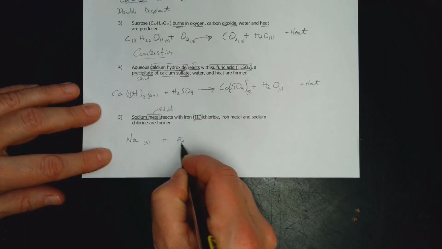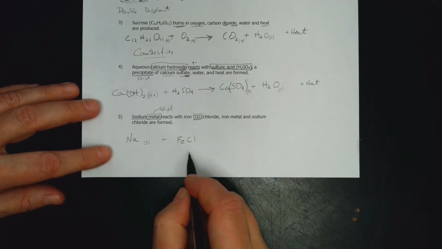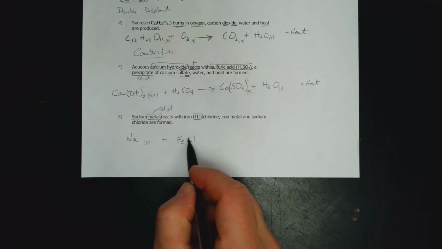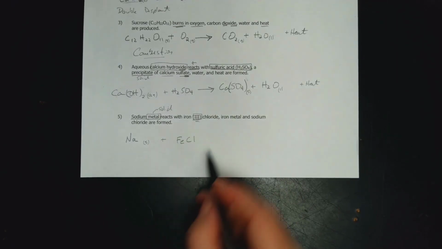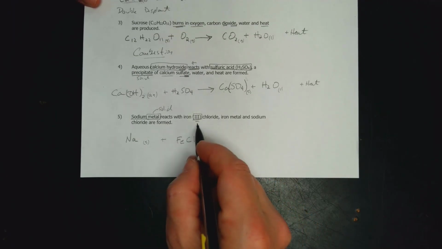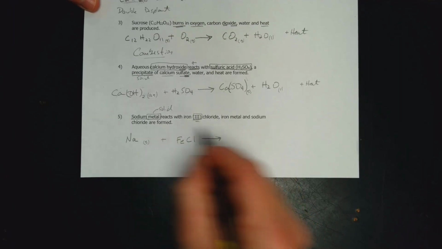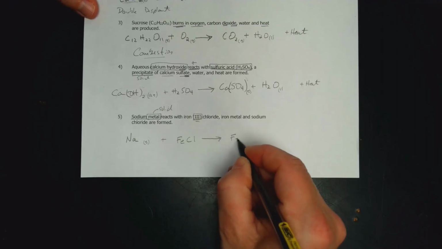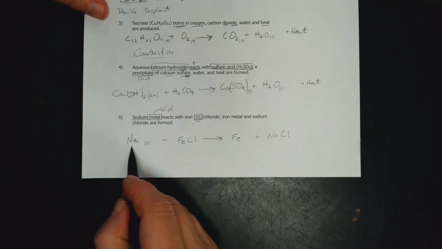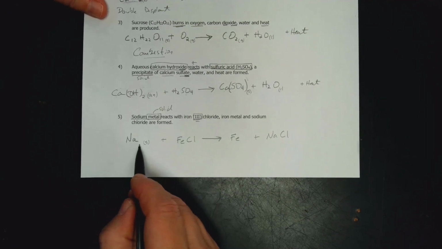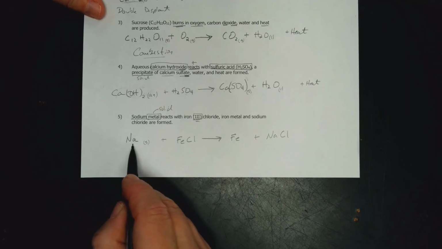So I'm going to put FeCl. Now, I don't have to put the 3 in my equation here, but just know that this is significant, and we'll talk about why in just a second. So it reacts with iron, and iron metal and sodium chloride are formed. So iron metal, Fe, and sodium chloride, NaCl, are formed. So we have a single element right here, so I don't have to worry about subscripts here because this is all by itself. This is not a diatomic, so I'm not going to have a subscript on this sodium.